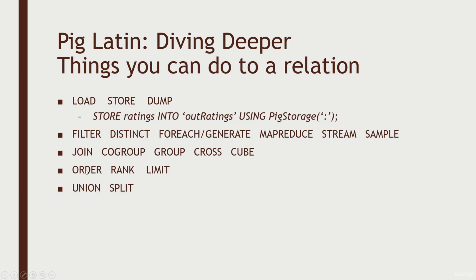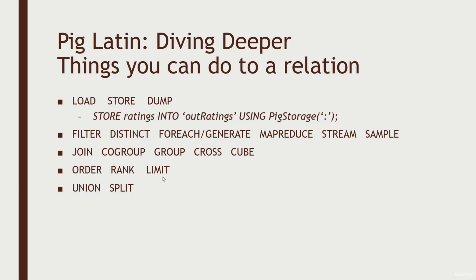Order we've done, just a way to sort a relation that you have. Rank is like order, but instead of ordering it, it actually assigns a rank number to each row. So it doesn't actually change the order, but it gives you a rank for each line. Limit comes in handy sometimes, especially while debugging. It's a way of just taking back the first n results from a relation.